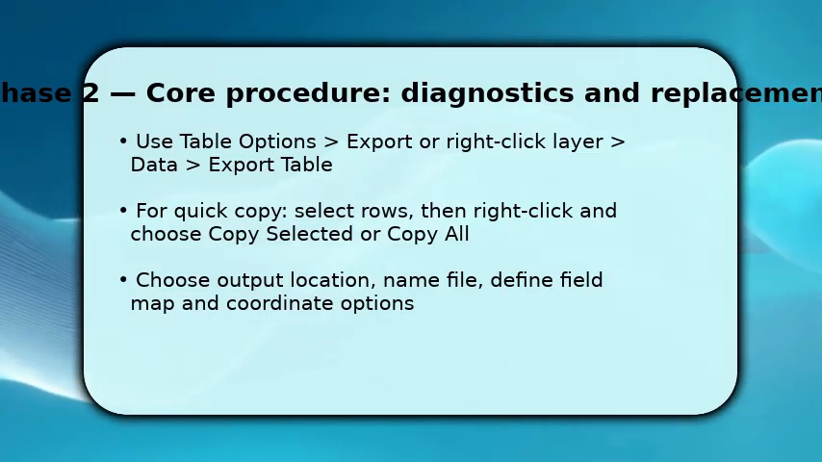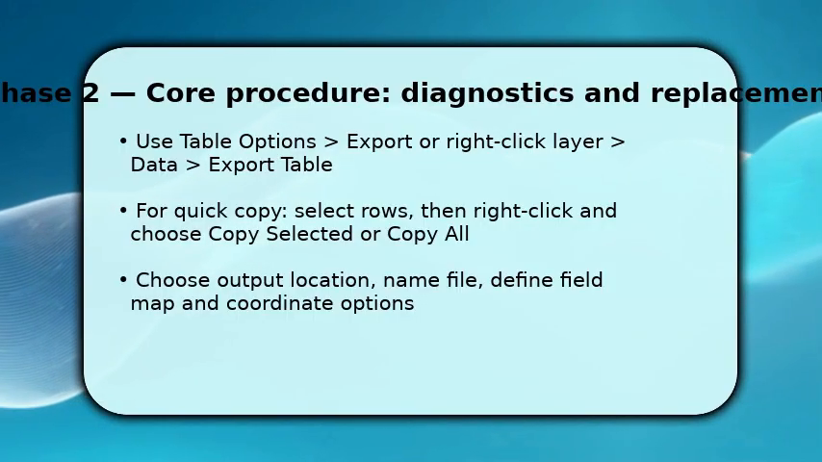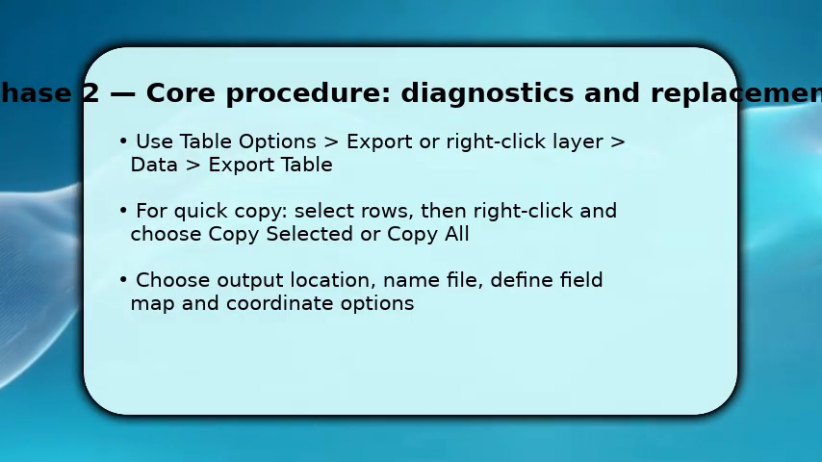If you only need a quick paste, select rows in the attribute table, right-click and choose Copy Selected or Copy All, then paste into Excel or a text editor. During export, watch for field length or type changes. Adjust if necessary, because mismatches are a common source of later errors.